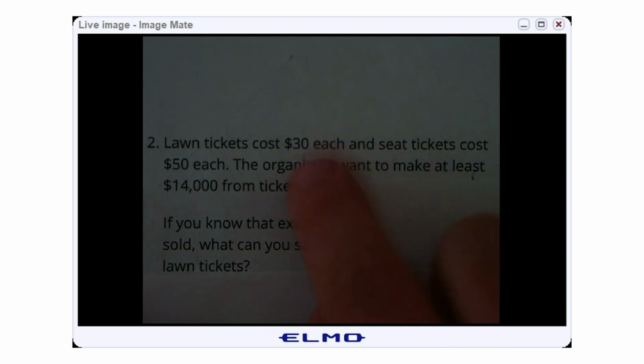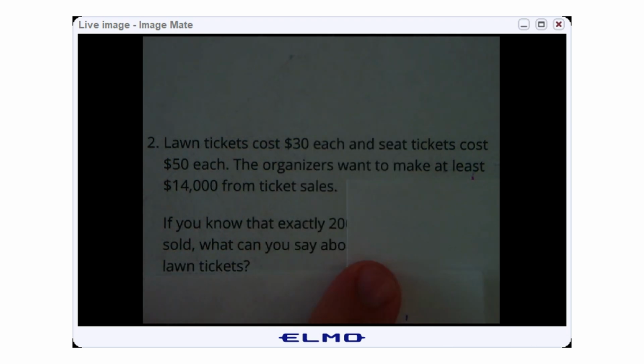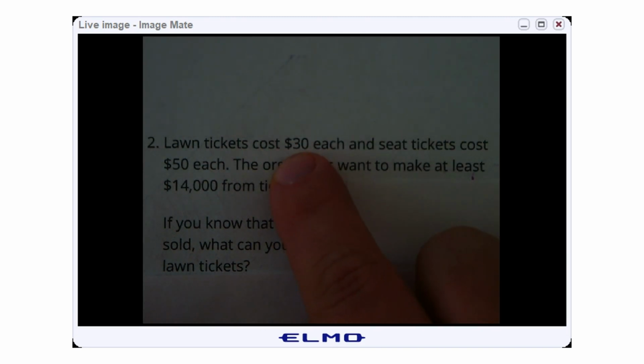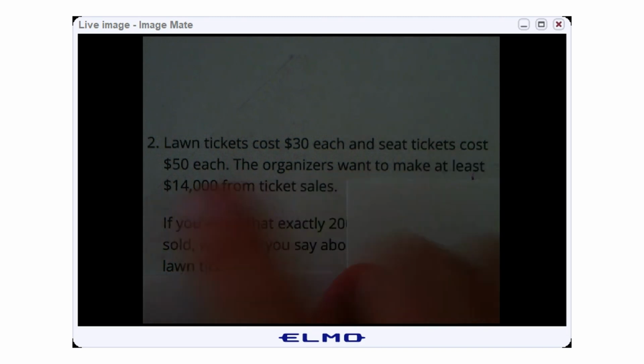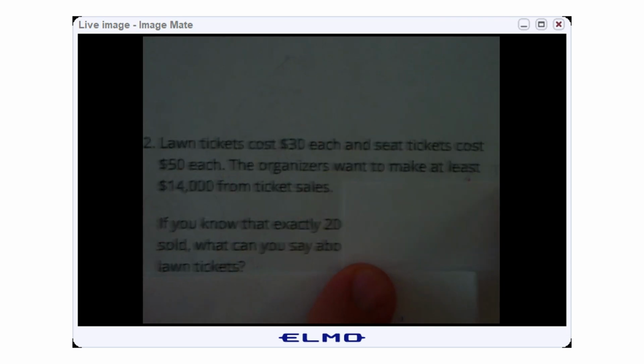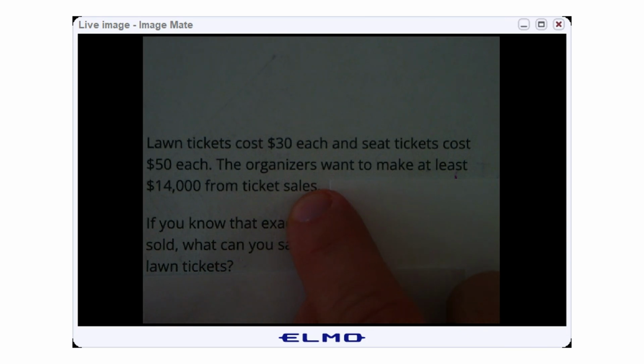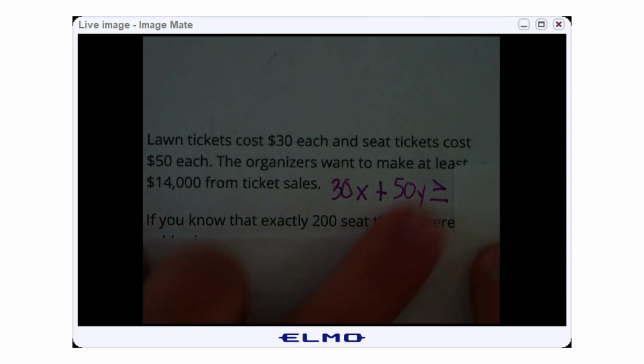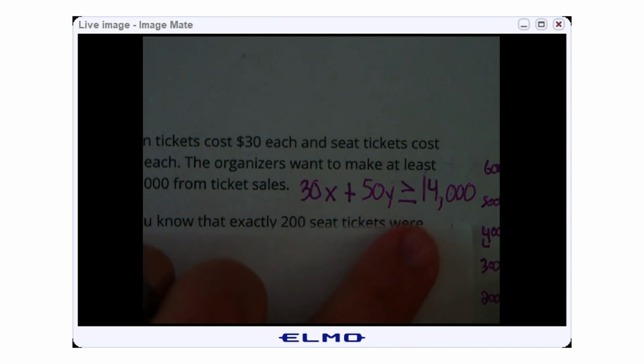What we're going to do is we're going to use that X is lawn tickets again, Y is seat tickets, and we're going to attach the price of lawn tickets to its variable X and the price of seat tickets to its variable Y. And instead of it equaling $14,000 this time, it says they want to make at least $14,000. So if 30x plus 50y, right, if that is the profit that we make, it should be greater than or equal to 14,000.